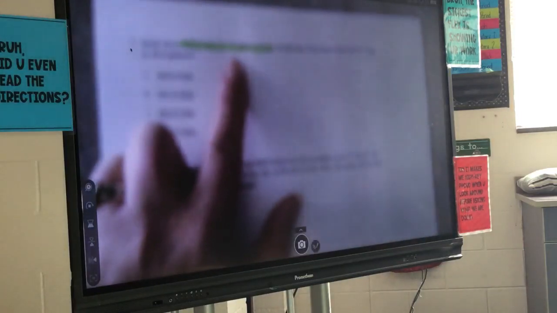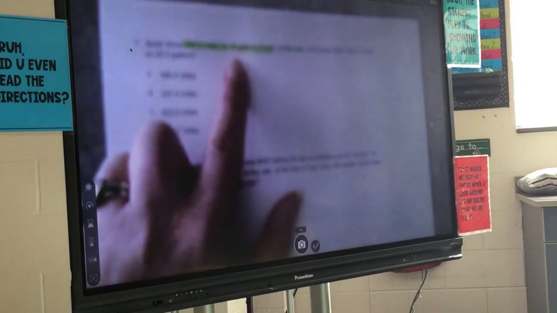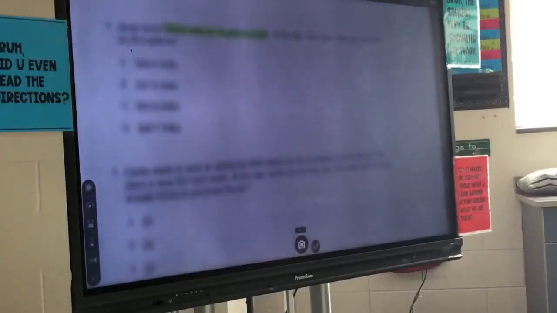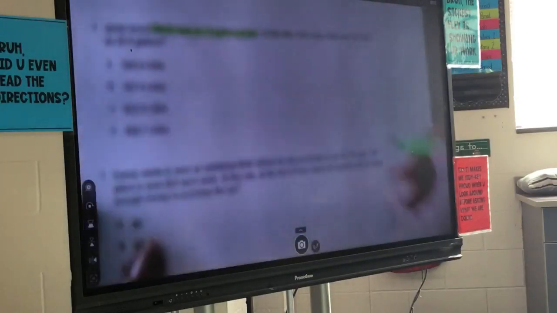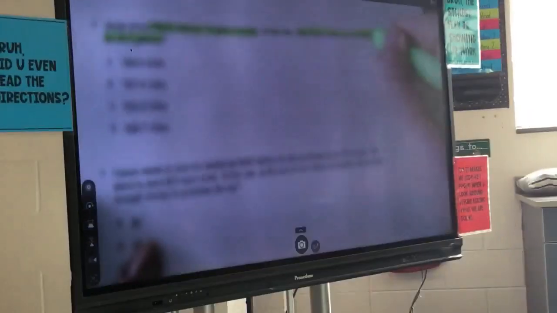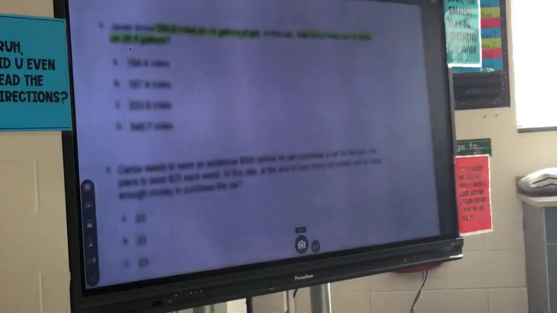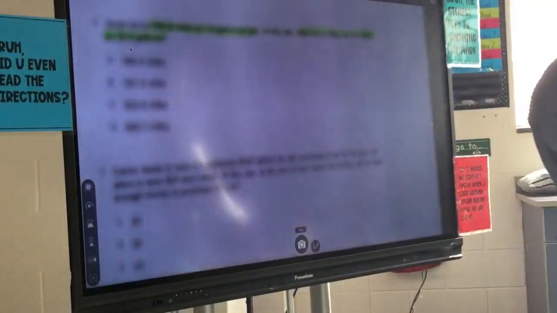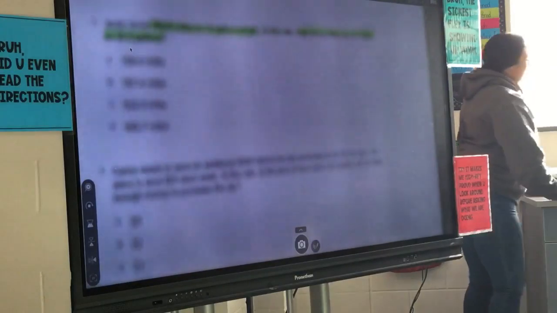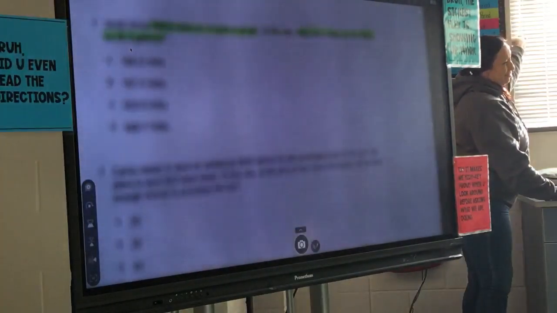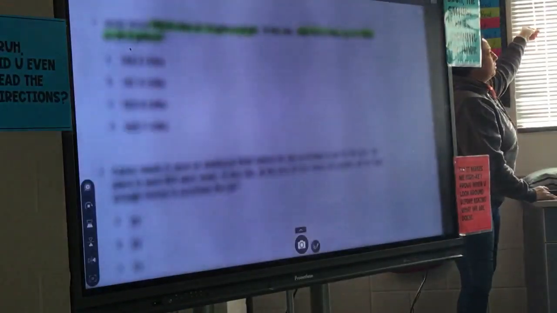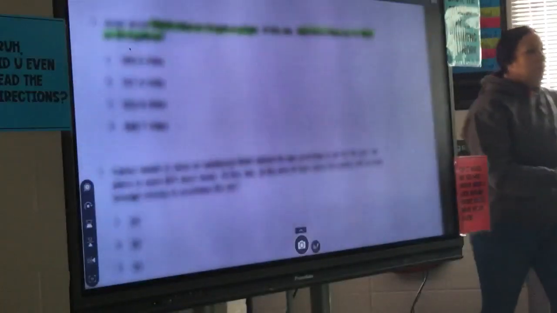Focus, no? No? Cool. That this right here is going to be our rate. And then we have to find out how many miles can he travel on 25 and a half gallons. So what is the first thing that I have to do? What is the first thing that I have to do in this problem? Somebody? Anybody?